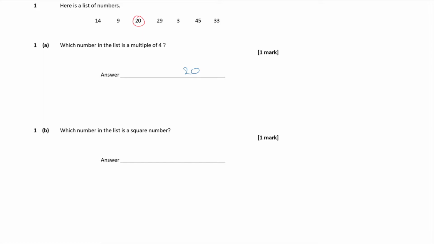And part B says which number in the list is a square number. Well, the square numbers: 1 times 1 is 1, 2 times 2 is 4, 3 times 3 is 9. So it's going to be that one there, isn't it? That's the square. So 9 is the square.